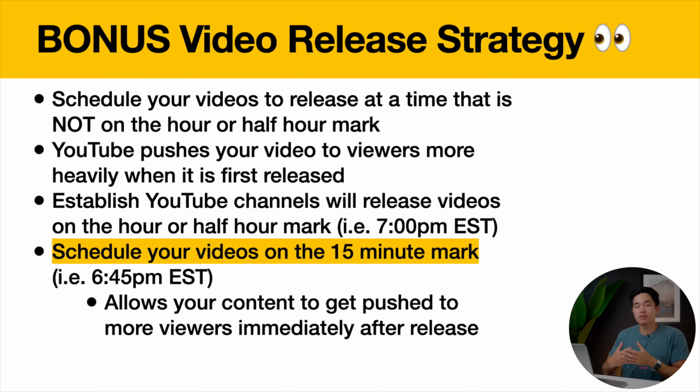So you're essentially competing with those channels if they post at the exact same time as you, right? And a lot of your initial views are going to come from YouTube notifying your subscribers that you just posted a video. So they're going to push out your video to viewers more heavily when it's first released. Thinking about that, it makes sense to schedule your videos on the 15-minute mark, so 15 or 45, or even something that's just not on an even number. For example, 6:45 p.m. or 6:48 p.m. could be good times to post. When you do that, it allows your content to get pushed to more viewers immediately after release. They're not going to see two different options of videos to choose between. Instead, it's just going to be you, and they're going to hopefully click on that and watch your video.